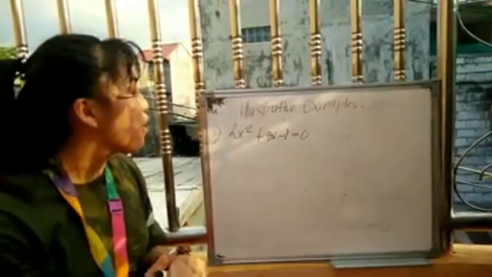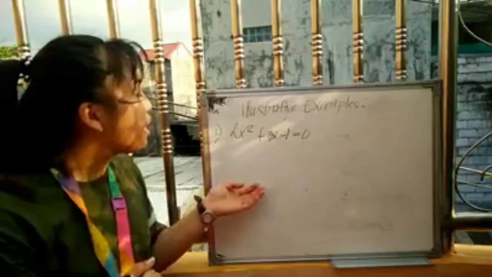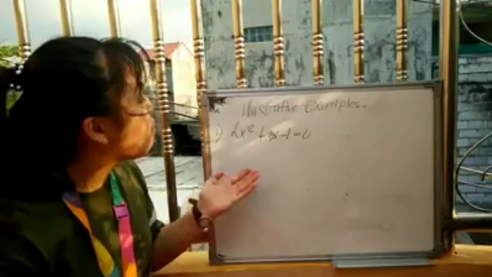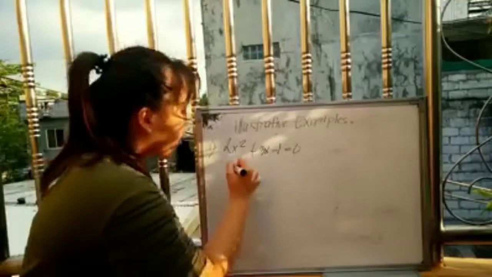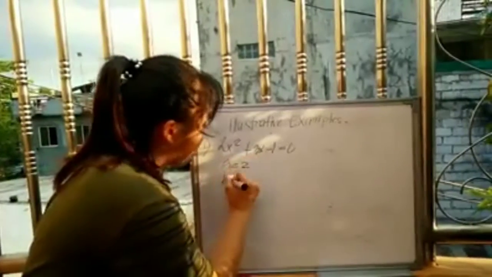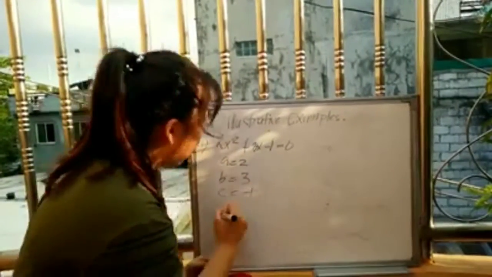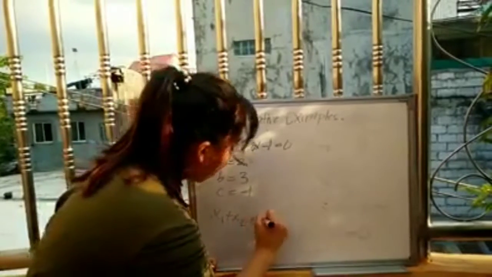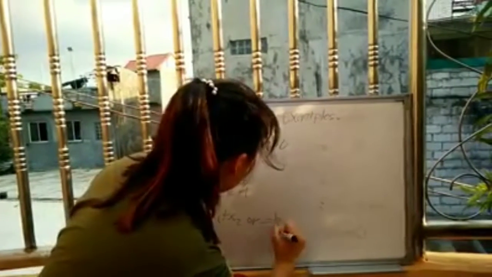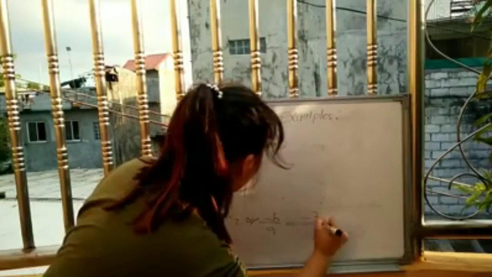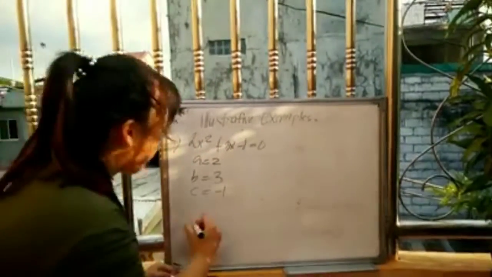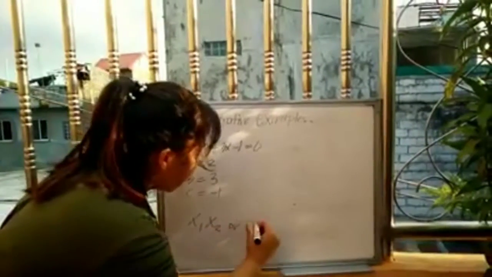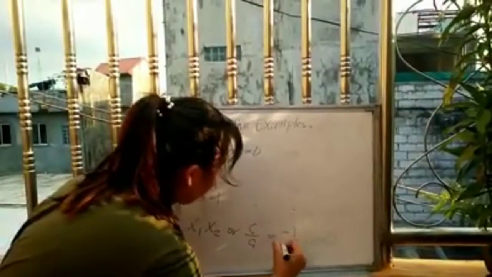Let's get the sum and the product of the roots of the quadratic equation 2x squared plus 3x minus 1 equals 0. The sum is negative 3 over 2. The product x1 x2 is negative 1 over 2.